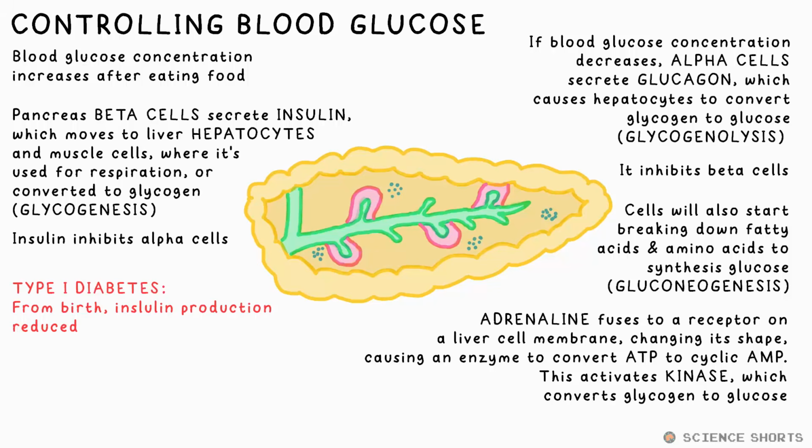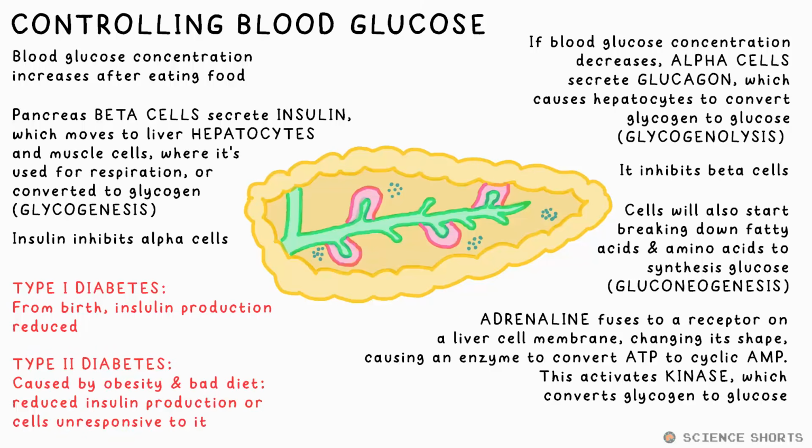Type 1 diabetes is something a person can be born with. This is when insulin production is reduced, so they have to inject themselves with it. Type 2 develops later in life, often caused by obesity and a bad diet. Either insulin production is compromised or cells become unresponsive to insulin.